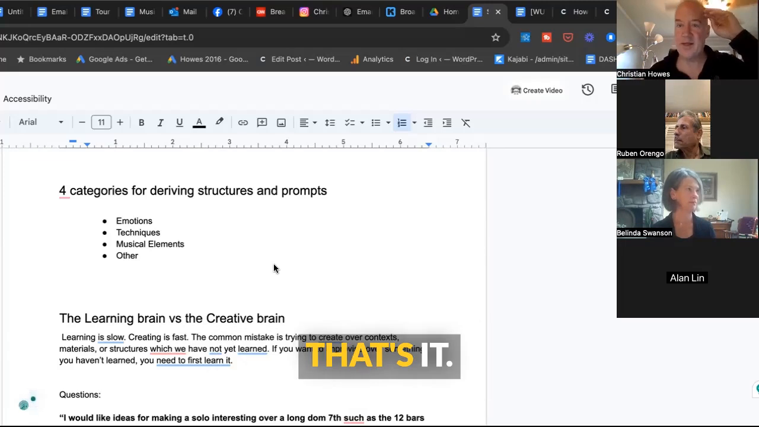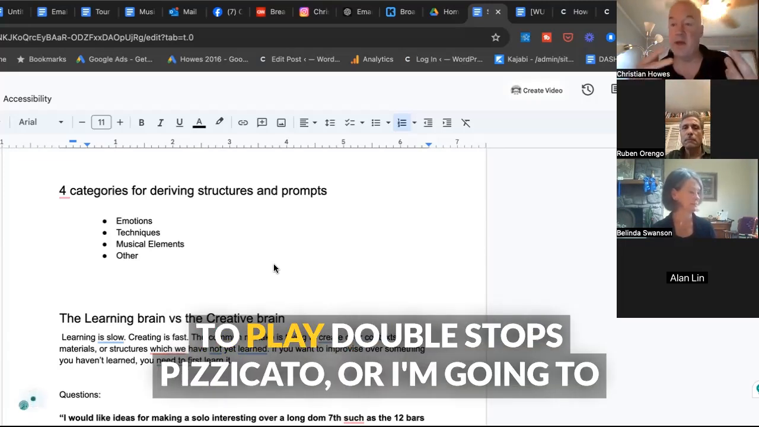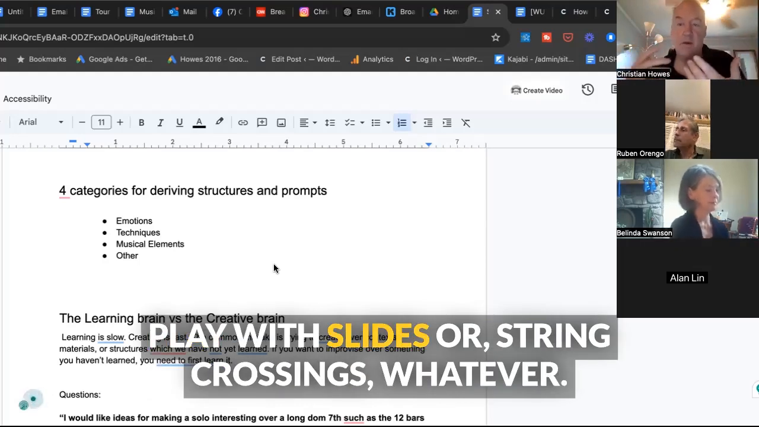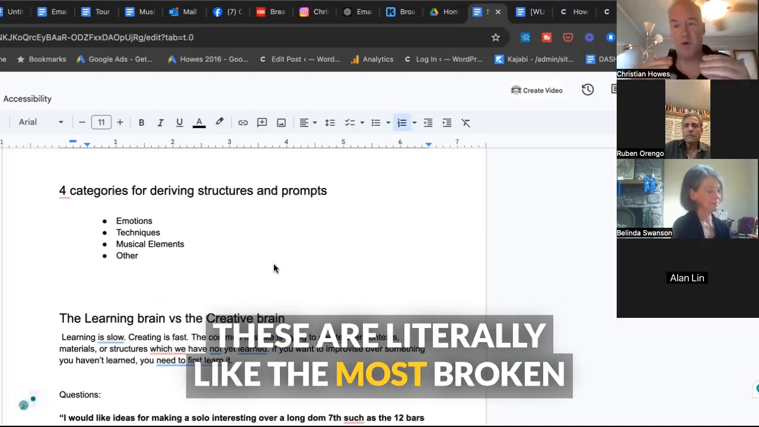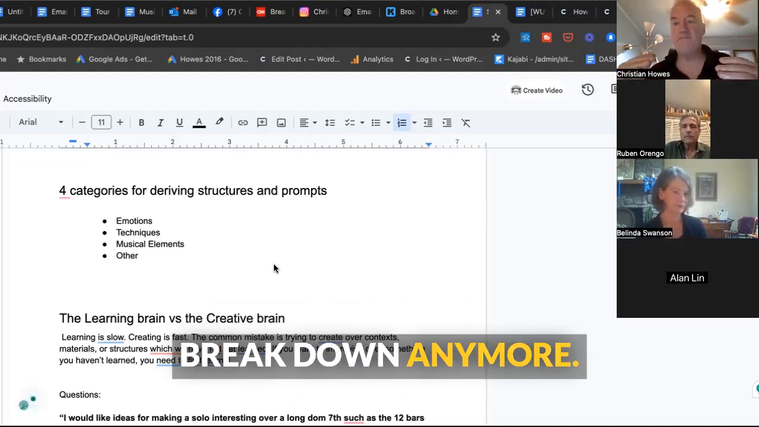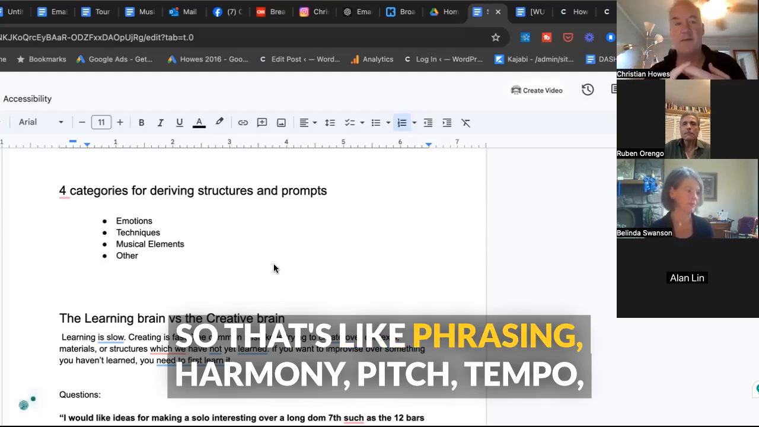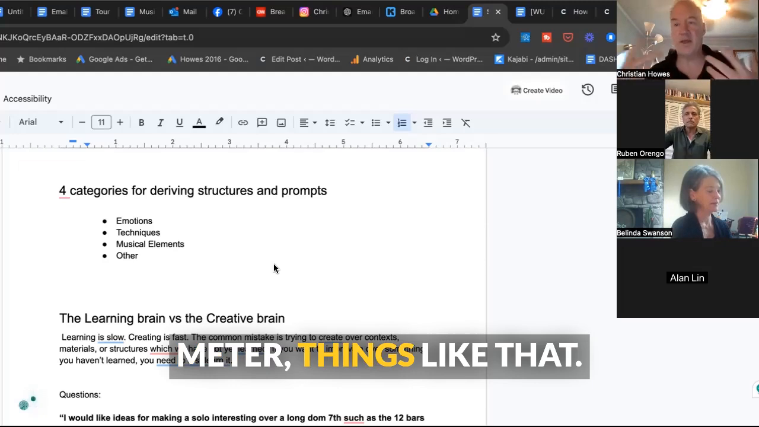It's just a prompt. That's it. It's just a facilitation. And then techniques, it could be like, I'm going to play double stops, pizzicato, or I'm going to play with slides or string crossings, whatever. Musical elements, these are literally the most broken down elements of music that you can't break down anymore. So that's like phrasing, harmony, pitch, tempo, meter, things like that.